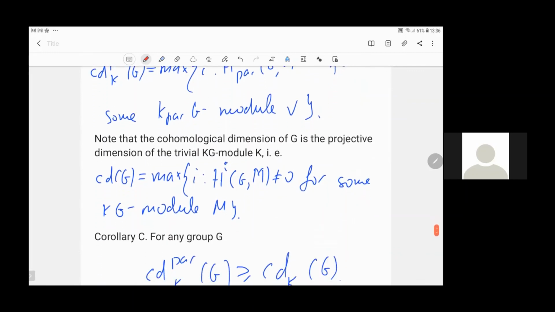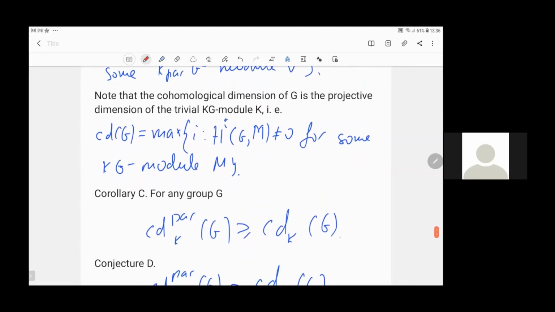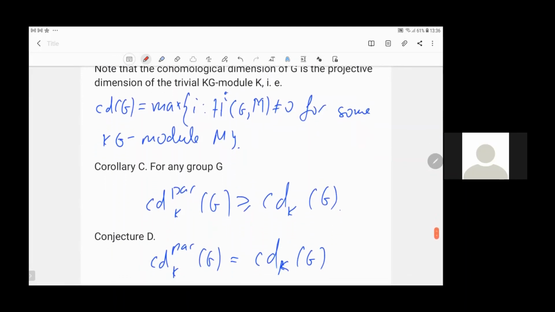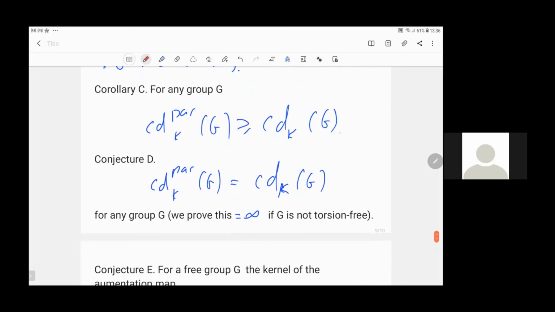So in Corollary C, we prove that the partial cohomological dimension of G is greater than or equal to the usual cohomological dimension of G. We conjecture that they are equal, but we can show it for groups which are not torsion-free, because in that case the usual cohomological dimension is infinite. So we show this equality if G is not torsion-free, but in general we don't know.